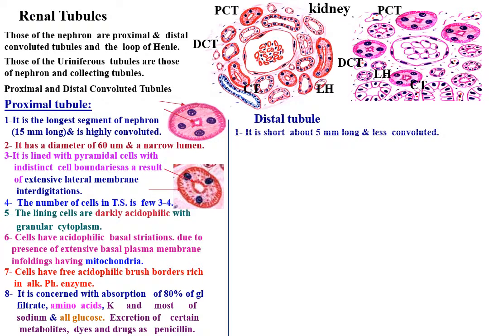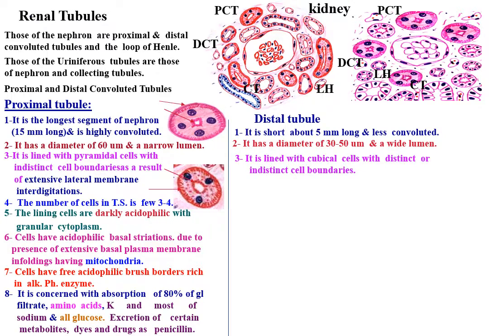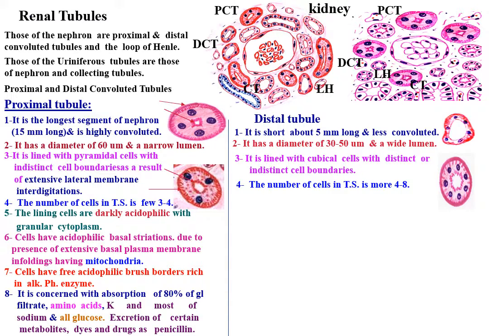Distal tubule is short, about 5 mm long and less convoluted. It has a diameter of about 30 to 50 microns and a wide lumen. It is lined with cubical cells with distinct or indistinct cell boundaries due to less apparent lateral membrane interdigitations. The number of cells in transverse section is more than the proximal tubule, about 4 to 8 cells in number.